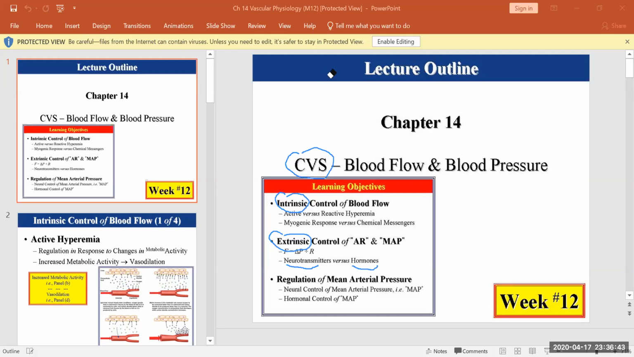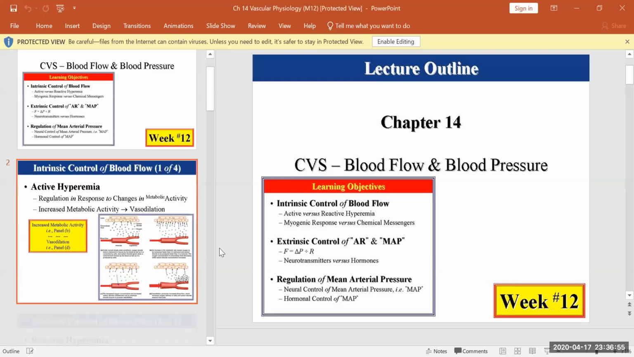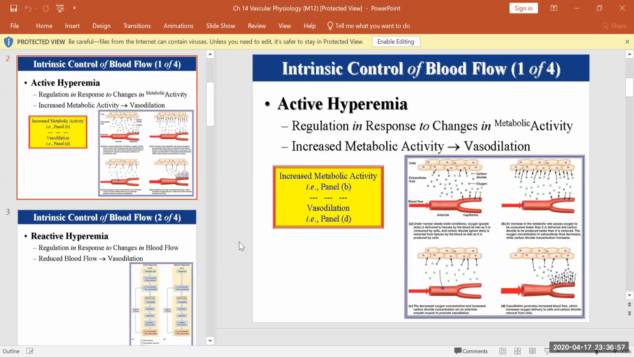So let me erase this before I move on. Otherwise, I'm going to carry over to the next slide. And then moving on to the first slide. So we're going to start off with blood flow being controlled by the blood vessels themselves. There are actually four intrinsic mechanisms. The first one is called active hyperemia.